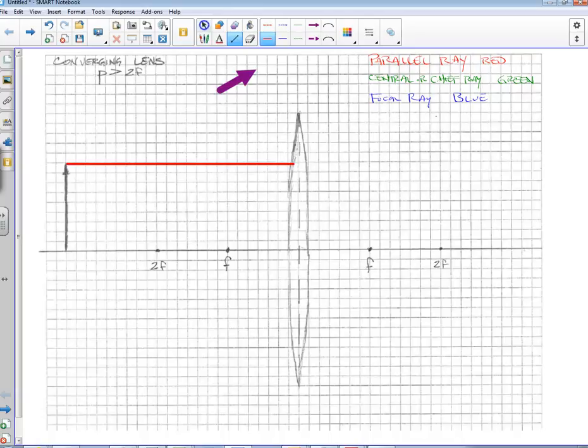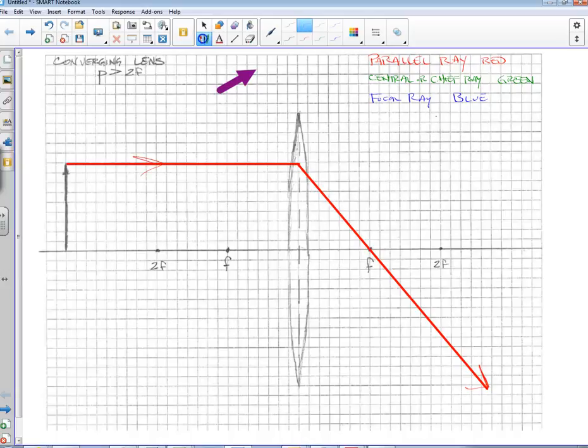Now, we do our bending for a lens right at the center point of the lens when we do a diagram. All we need to do is just run it right to the center point and bend from there. So, at that point, the parallel ray comes in parallel and goes out through the focus. So, something like this, in this way, and through the focal point.